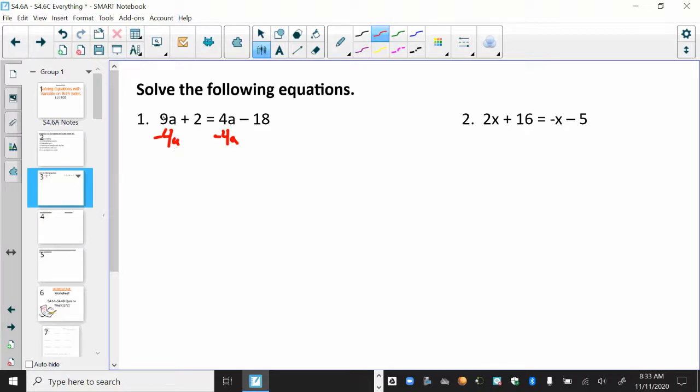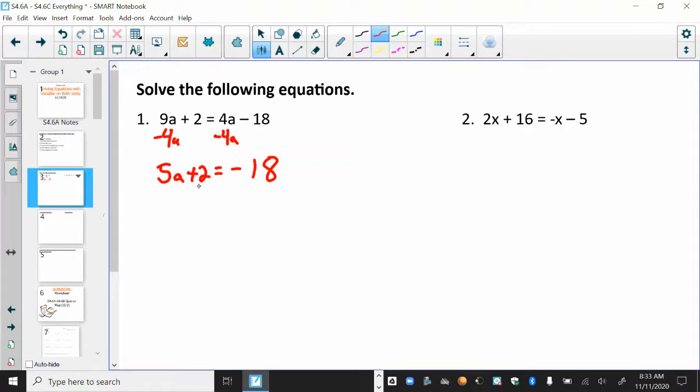Then we're going to subtract: 9a minus 4a is 5a. Bring down the plus 2. Equal sign, bring down the minus 18. The minus has to go with it. That is a negative 18 once we get rid of that 4a.